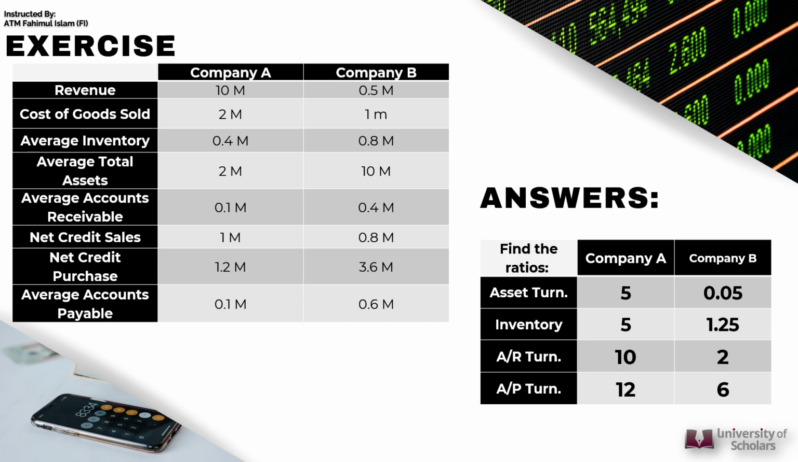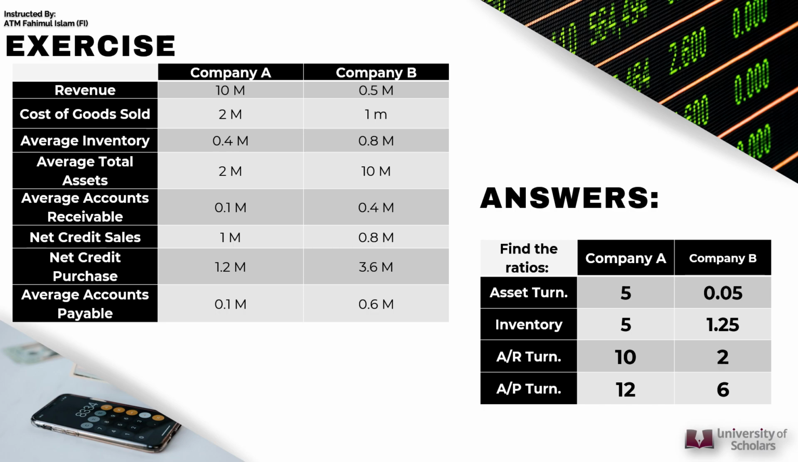meaning company A can sell its entire inventory 5 times during a year, whereas company B can only do that 1.25 times. For accounts receivable turnover, company A has 10 times, meaning that company A can collect its outstanding receivables 10 times during a year, whereas company B can do that only 2 times. And similarly, company A can pay its suppliers, or pay its payables, 12 times on average in a year, whereas company B can do that only 6 times.